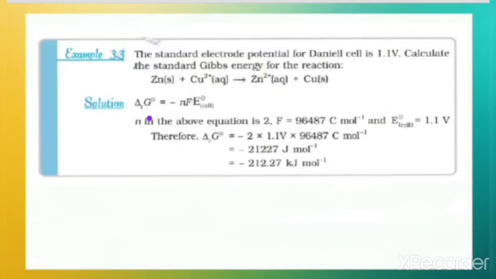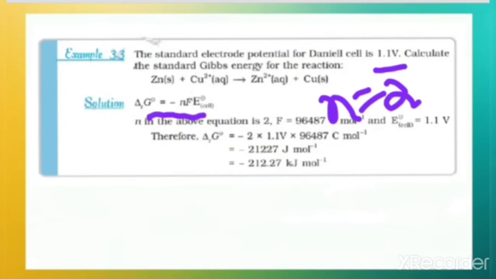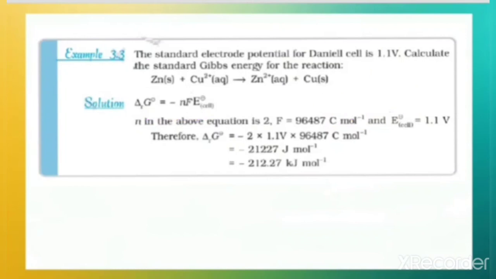What is given here? The E naught cell value is given to us, that is the standard electrode potential for the Daniell cell is 1.1 volt. So we will use the formula delta G naught is equal to minus nF E naught cell. What is the value of n? n is equal to 2, because in the reaction 2 electrons are lost or 2 electrons are gained.